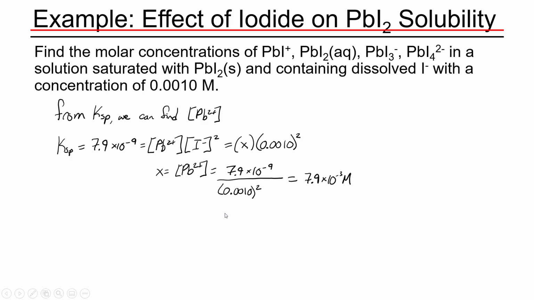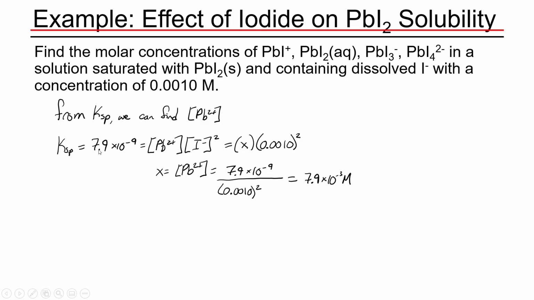From the KSP expression, we can write that 7.9 times 10 to the negative ninth is equal to the concentration of Pb2 plus times I minus squared. For this calculation, we don't need an ICE table because we are told what the iodide concentration is in our solution, and therefore, similar to a common ion effect problem, we can just plug in the given concentration of iodide for the concentration of I minus, and we'll solve for the lead 2 plus concentration.